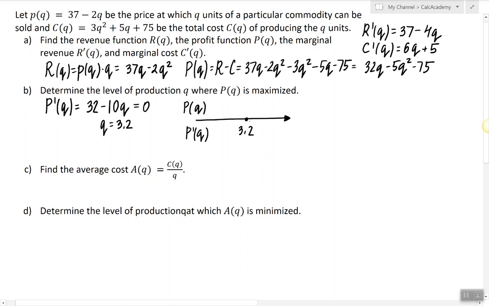So when Q is greater than 3.2, the derivative will be less than 0, and when quantity is less than 3.2, the derivative will be positive, meaning the profit on the interval from 0 to 3.2 will be increasing, and on the right of it, it will be decreasing. Therefore, at 3.2, we have a relative maximum. In this case, it is also the absolute maximum. So at which production level is the profit maximized? The answer is when we produce 3.2 units of the commodity.